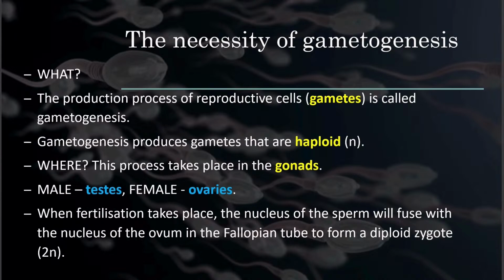When fertilization takes place, the nucleus of the sperm will fuse with the nucleus of the ovum in the fallopian tube. Then you will form the diploid zygote.